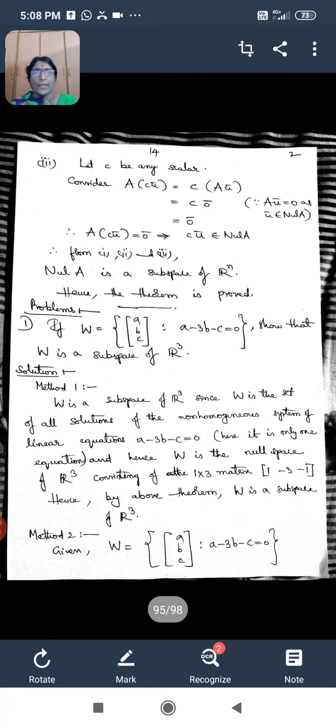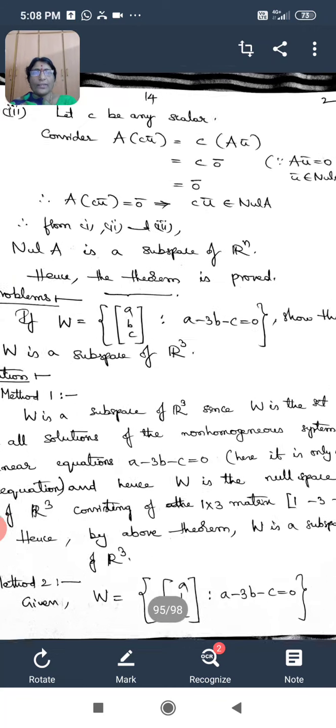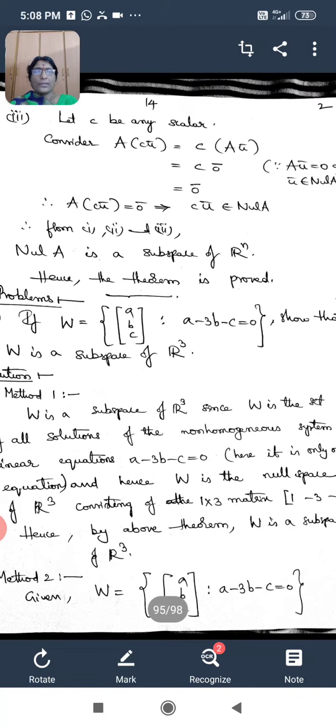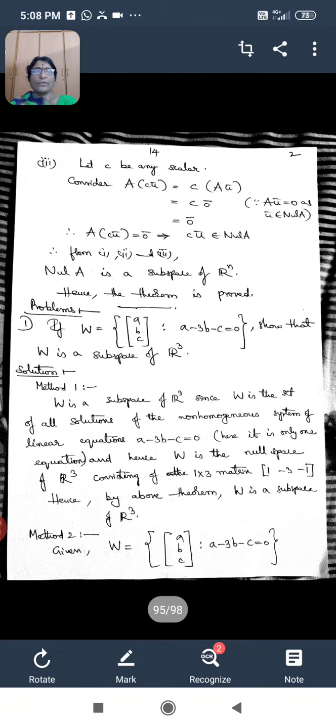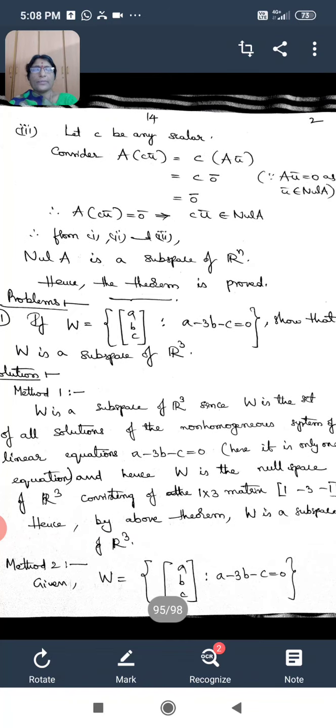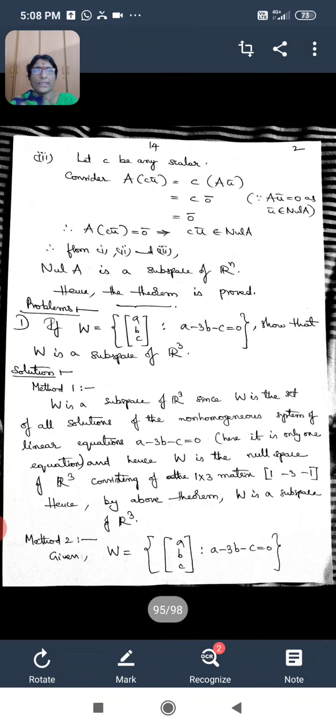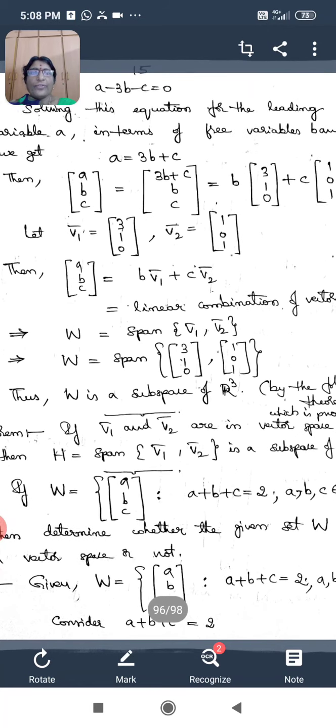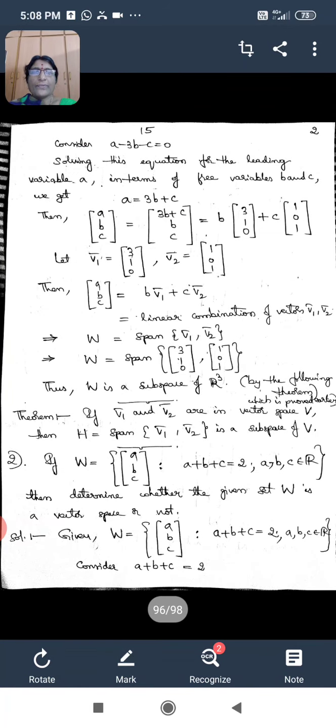In fact, the problems we are going to solve can either be solved by using this theorem, or we can make use of another theorem that we have proved in earlier classes, which states that if v1 bar and v2 bar are in vector space V, then H equal to span of v1 bar, v2 bar is a subspace of V. So either of these two theorems can be used to solve these problems.